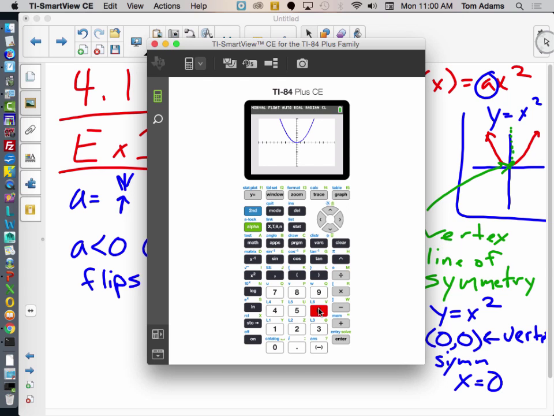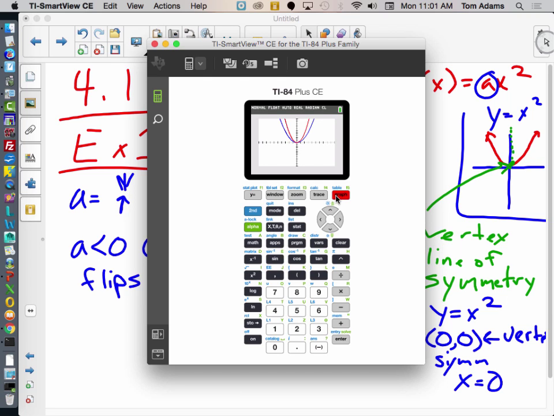Now, how does that look different than the original one? Well, let's go and plug in the parent function. If I plug in the parent function, I'm just going to get x squared, and that's going to be red. So red is the parent function, and blue is the transform function. So by changing A to 1/2, what we end up doing is we compress it vertically. And when we compress it vertically, it makes it seem like we're stretching it horizontally, right? Does that make sense? Okay.